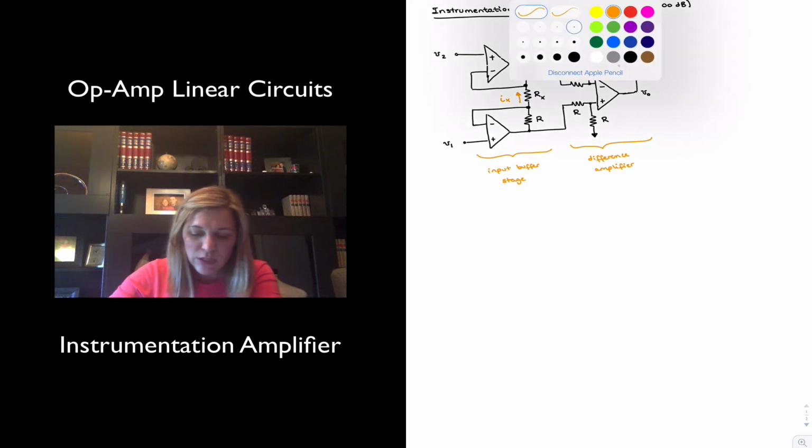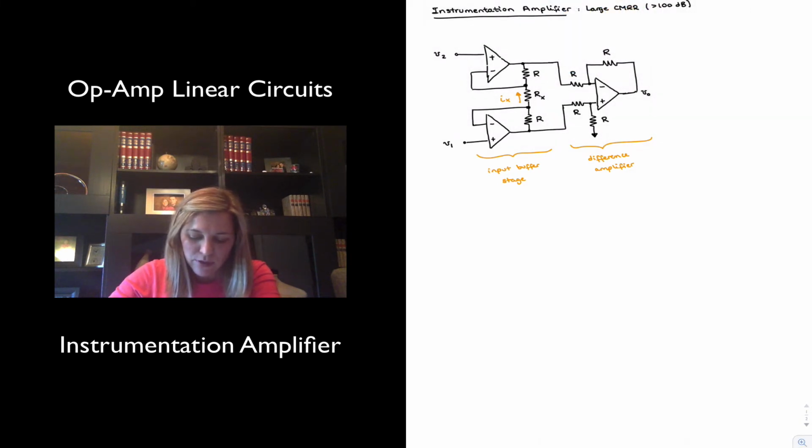But if I label that current as Ix, then I can notice that the voltages on both sides of resistor Rx are equal to V1 and V2 respectively, because those two amplifiers are configured as buffers, and so the voltage on both inputs of the amplifier should match, and therefore I should have a voltage value here equal to V2, voltage value here equal to V1. So I can write an expression for Ix as V1 minus V2 divided by Rx.